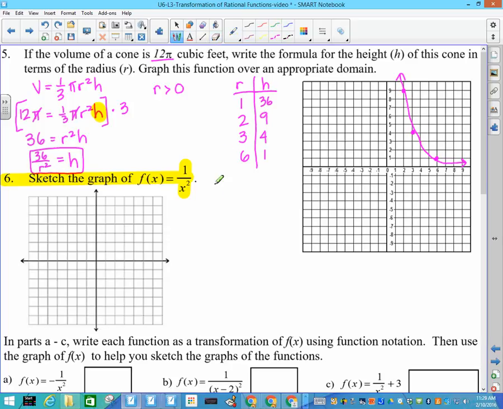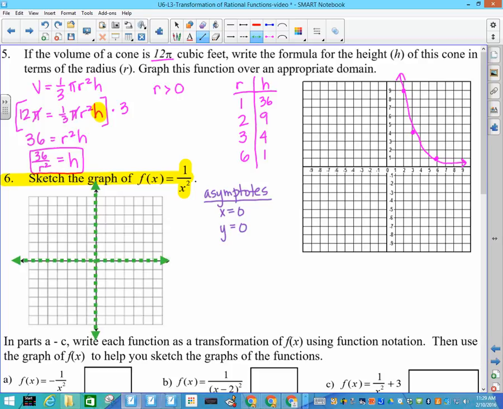So again, we talk about those asymptotes, and our asymptotes are x equals 0 and y equals 0. And so I'm going to graph those asymptotes. And I have x equals 0, y equals 0.